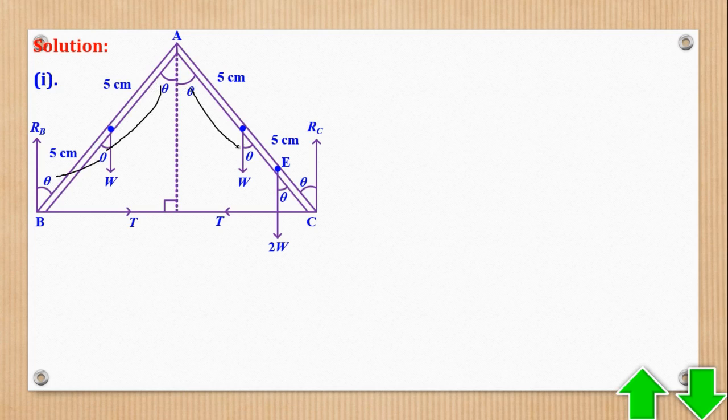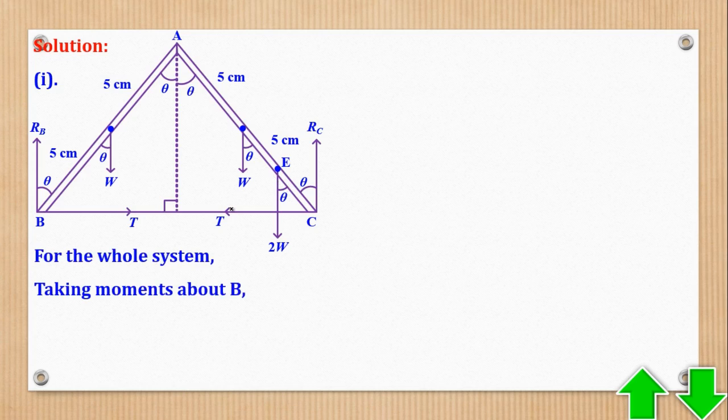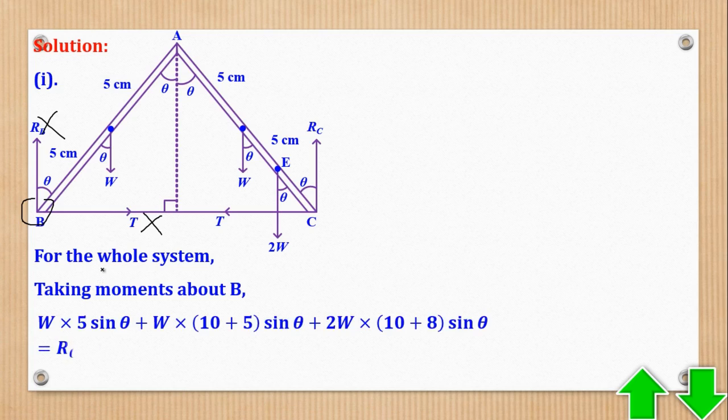Similarly, this is equal to this, corresponding angles, and this is equal to this, corresponding angles, and this is equal to this, alternating angles. So now for the whole system, we are going to take moments about point B. First of all, you have to look for the forces which cancel. This cancels out, and this one also cancels out. So you're left with the rest. When you take moments, clockwise moment is equal to anti-clockwise moment.